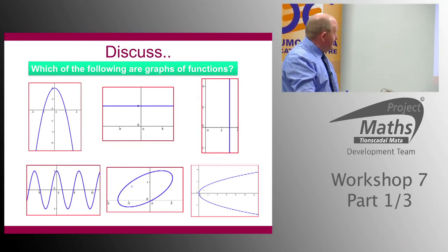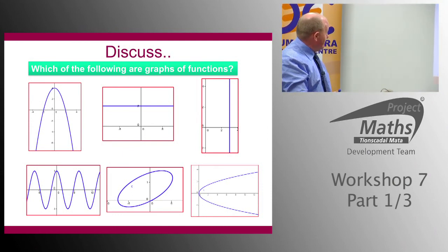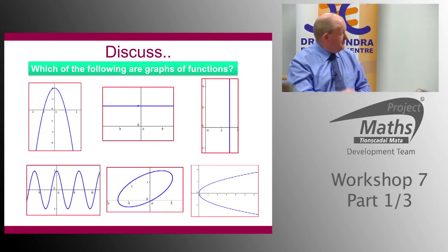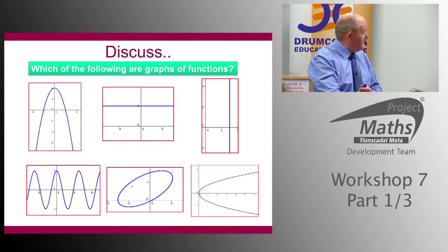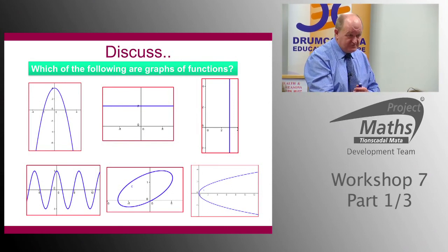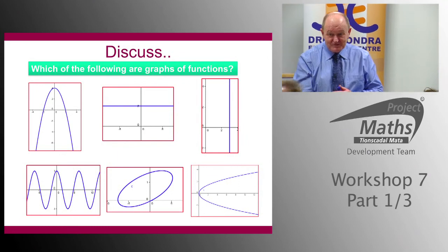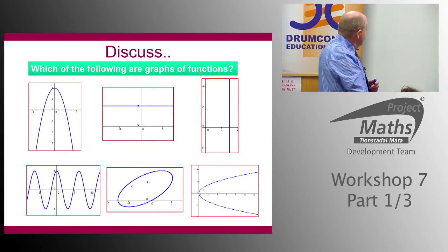Now, that one there, we'll look at it. The top 3 would be Junior Cert. Maybe that's stretching it, but it is Junior Cert still. All of those are Junior. The others will be Leaving Cert functions, or they may not even be functions.